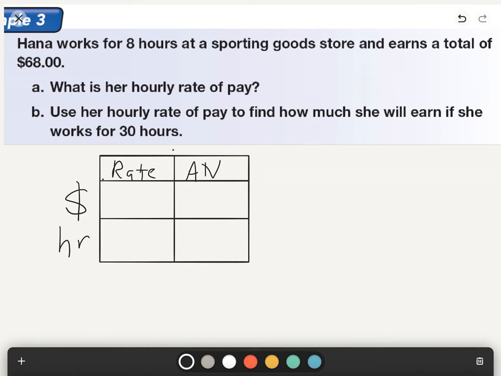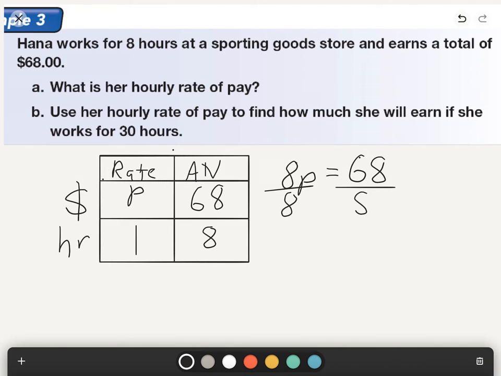Okay, so the rate here. So we want the hourly rate of pay. So we want to know how much will be for $1, or for 1 hour. We know that got $68 in 8 hours. We'll say P for pay. So we'll do a little cross multiplicative goodness. We will end up with this equation. It's actually pretty mentally mathy, because we know 8 times 8 is 64.